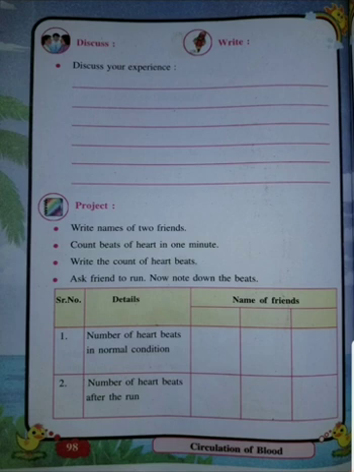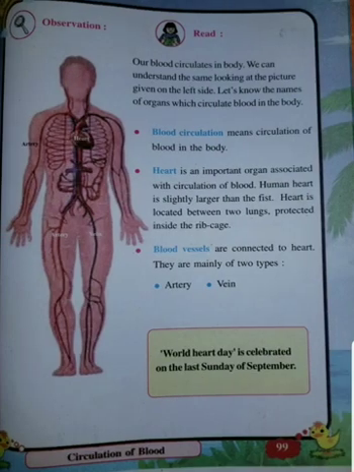Now come to the next page, that is page 99. So see, children, we are on page 99 and we are doing lesson number 13 now. Okay, so now you have to observe and read. Our blood circulates in the body. We can understand the same by looking at the picture given on the left side. Let's learn the names of organs which circulate the blood in the body. So see, blood circulation means circulation of the blood in our body. That blood will circulate throughout. Continuously our blood is circulating from the heart to the various parts of the body. So which is the important organ? Heart is an important organ associated with the circulation of blood. So from where does it start? It starts from the heart.